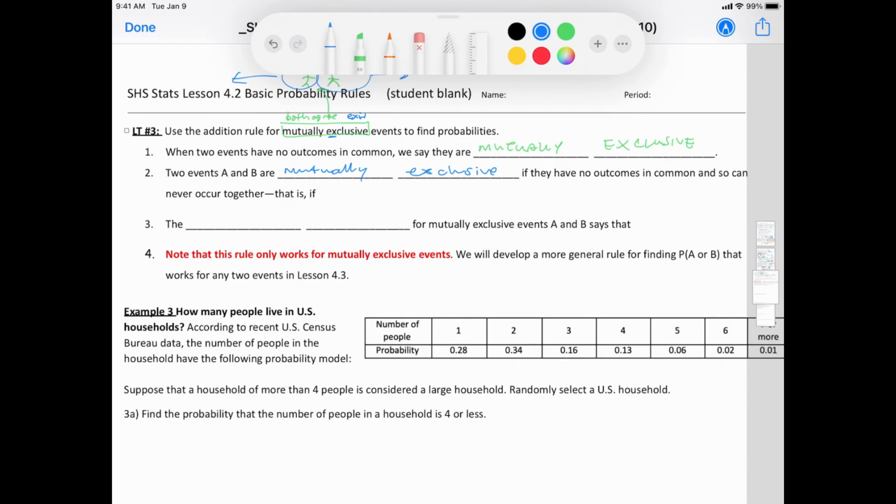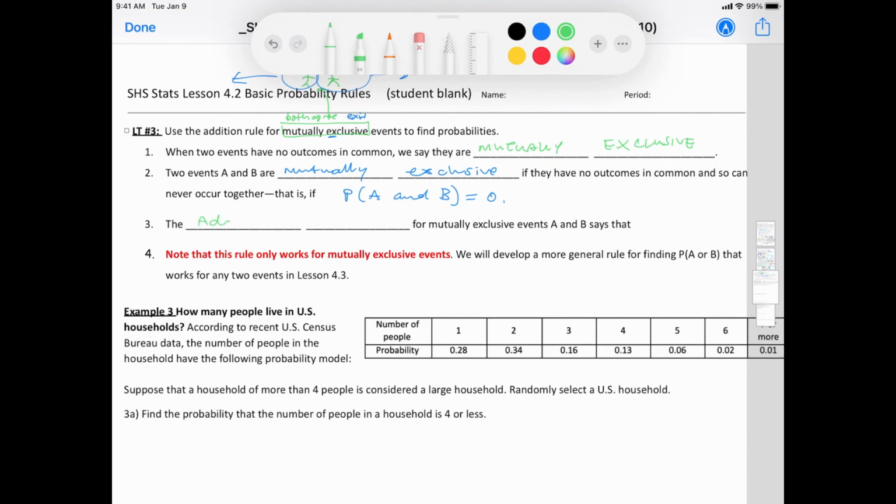If they have no outcomes in common and so never occur together. So they're kind of separate events, but they can never occur together if the probability of A and B happening together is equal to 0. It will never happen. Okay?